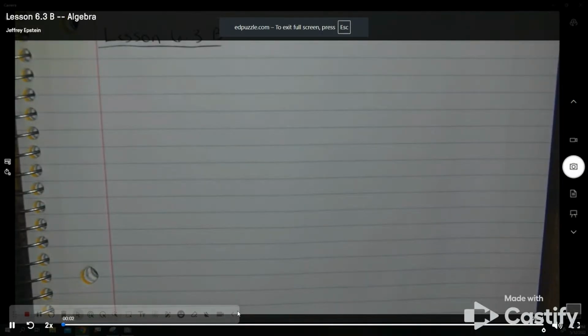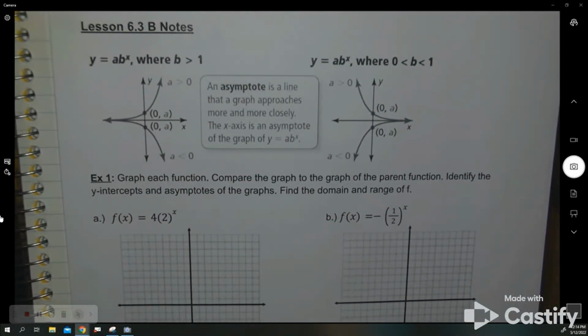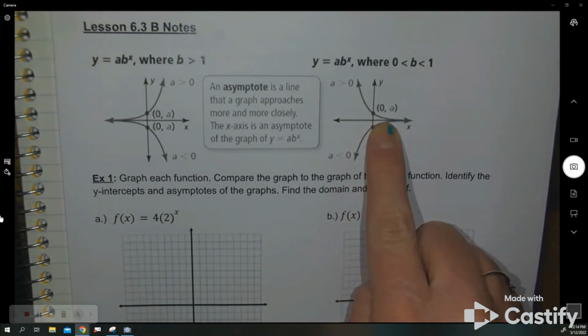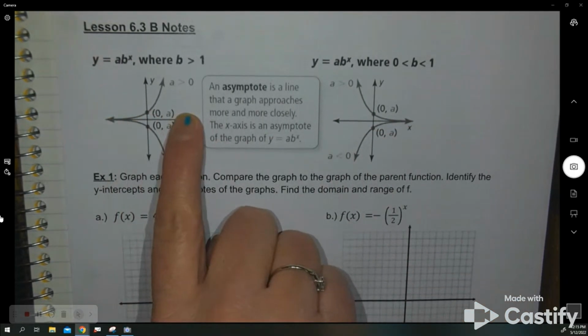This is lesson 6.3b. In lesson 6.3b, we're going to continue talking about exponential functions and graphs. And in this section, we're looking at something called an asymptote. What that means is, as we make these graphs, notice how they continue going out here, but this one never touches that x-axis. This one over here also never touches the x-axis.